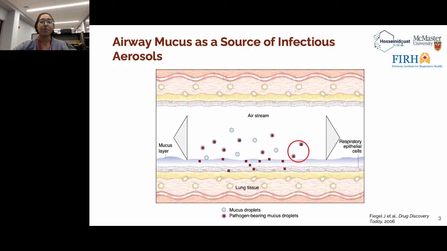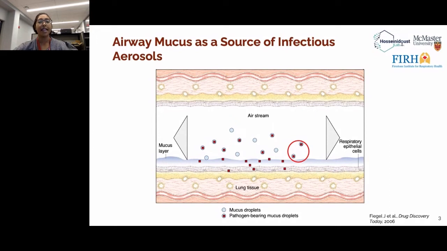Infectious aerosols can be produced through the vibration of vocal cords, the breakup of the airway mucus lining, and due to the reopening of collapsed terminal bronchioles at the start of inspiration. Today, we will focus on the second mechanism, which is depicted on the image here.